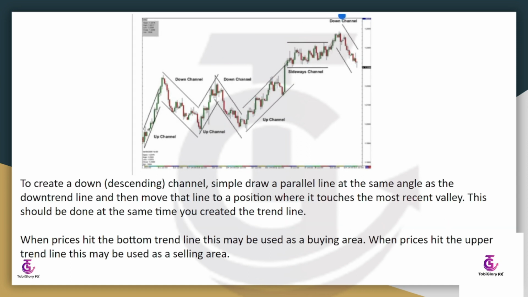Let's continue. To create a downtrend descending channel, simply draw a parallel line at the same angle as the downtrend line and then move that line to a position where it touches the most recent value. This should be done at the same time you create the trend line. When prices hit the bottom trend line, this may be used as a buy area. When prices hit the upper trend line, this may be used as a selling area.